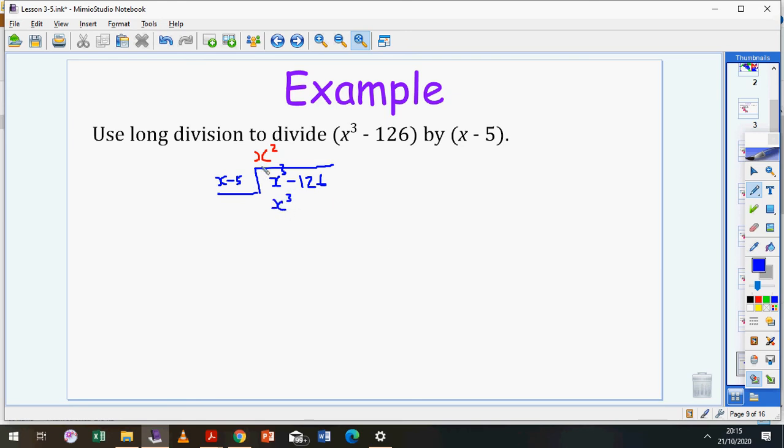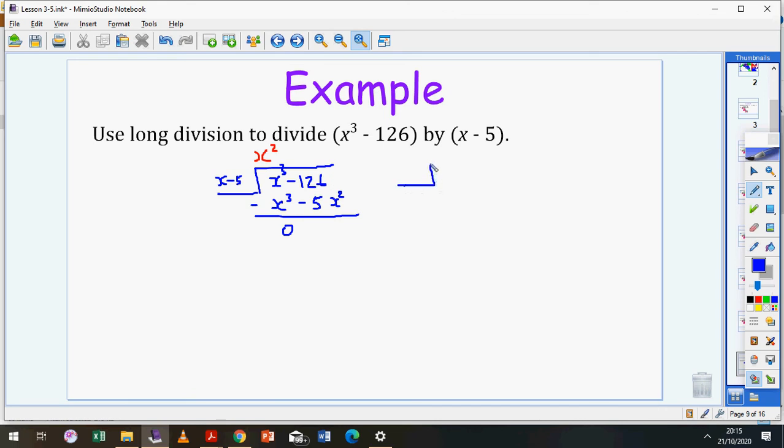X squared times negative 5 is negative 5x squared. Subtract. X cubed minus x cubed is 0. This is not a squared term, so the squared factor of this equation is 0. If I were to write it here, just give me a minute.